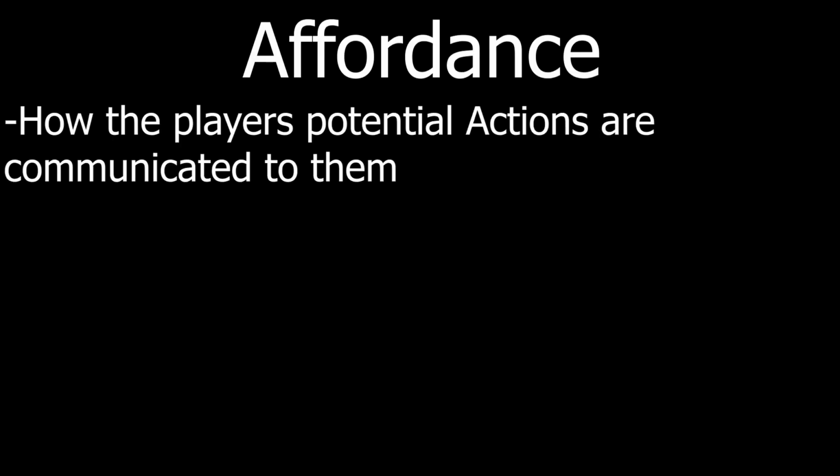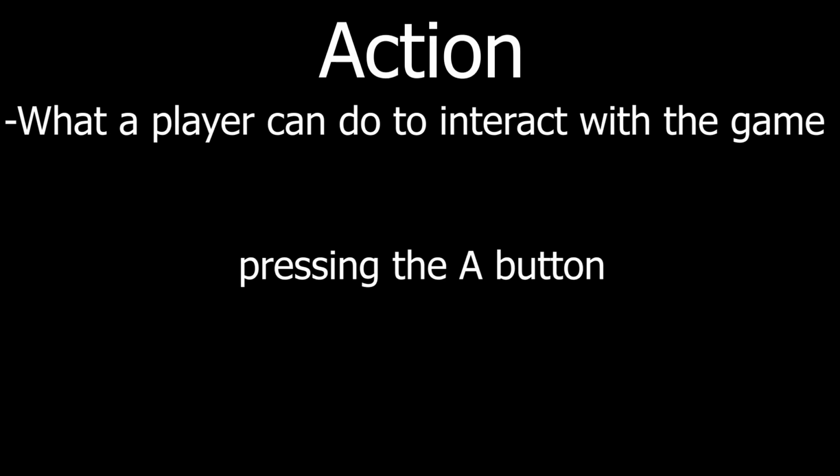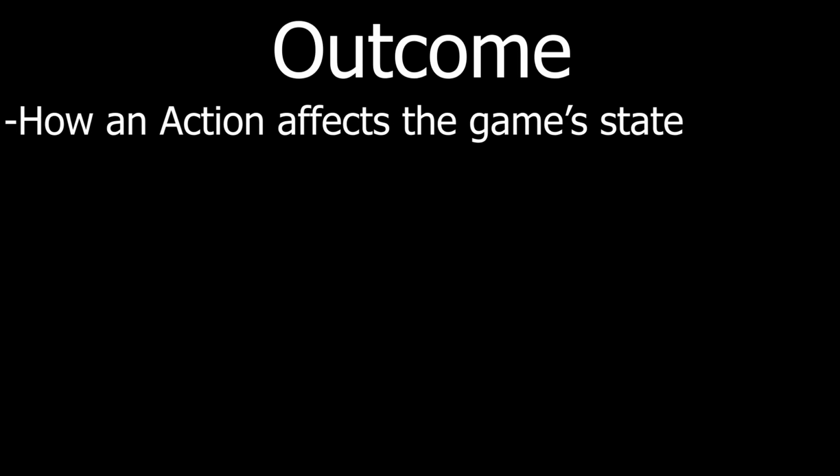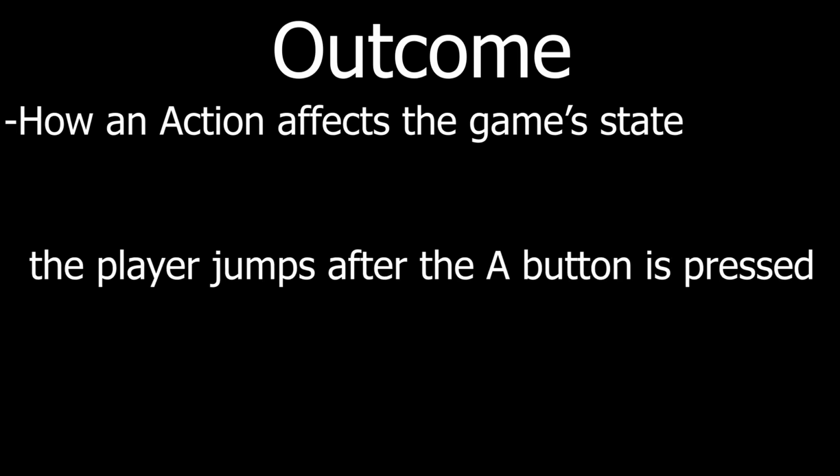Affordance is how the player's potential actions are communicated to them, like a tutorial that says press A to jump. Action is what a player can do. Following our example, the action would be the player pressing the A button. Outcome is how the world reacts to the action or how the action affects the game's state. Pressing A causes the player character to jump.